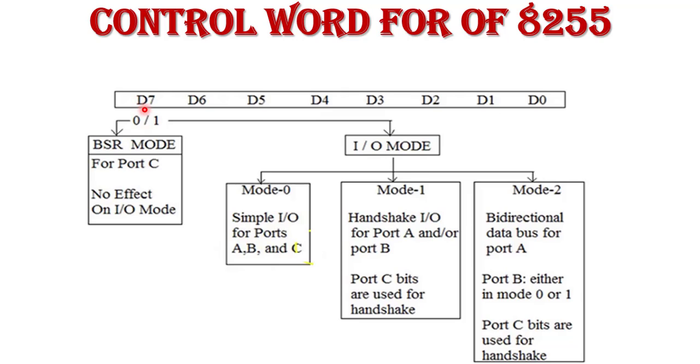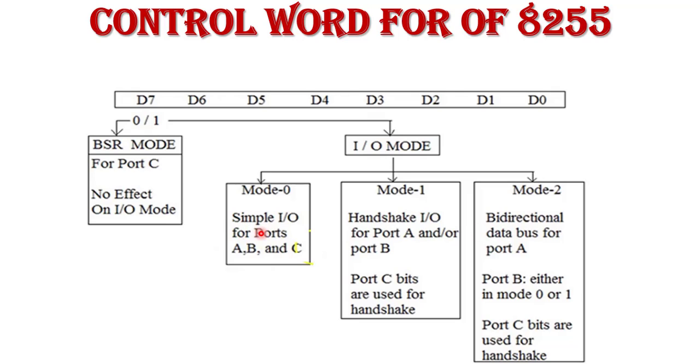If the value of D7 is 0, 8255 works in BSR mode. If the value of D7 is 1, 8255 works in input output mode. As I have already told, in case of BSR mode, we set or reset the bits of port C only. It does not affect the input output mode. But when 8255 works in input output mode, the value of D7 is 1 and it is further classified into 3 modes, mode 0, mode 1 and mode 2.